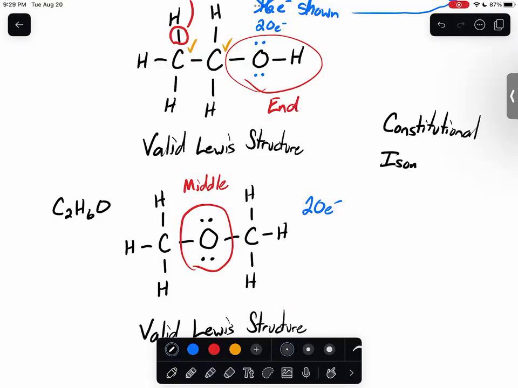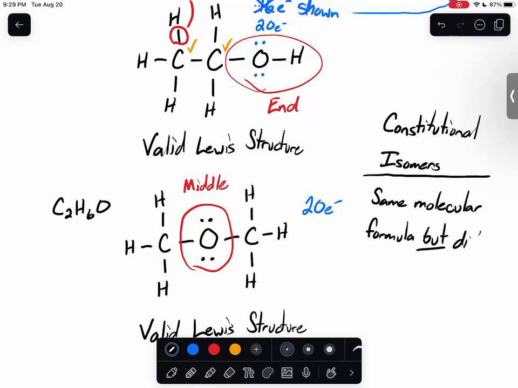And what this means is that the way they're constituted is a little different, right? Essentially, the definition of a constitutional isomer is as follows. They are the same molecular formula, right? So you notice that both of these were C2H6O, but they have different connectivity, right? So the way that these were connected are different. In one case, the oxygen's in the middle, in one case, the oxygen is on the end.